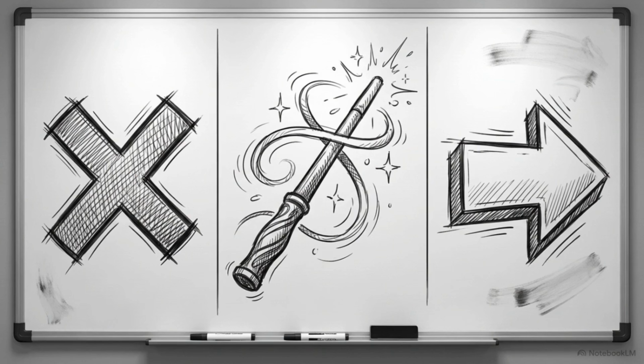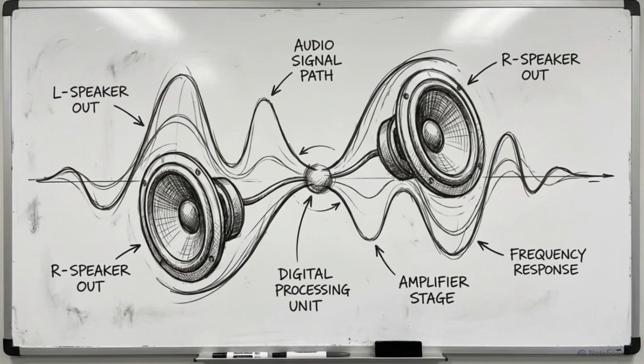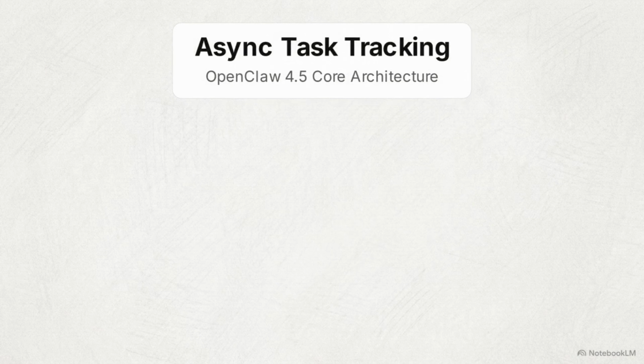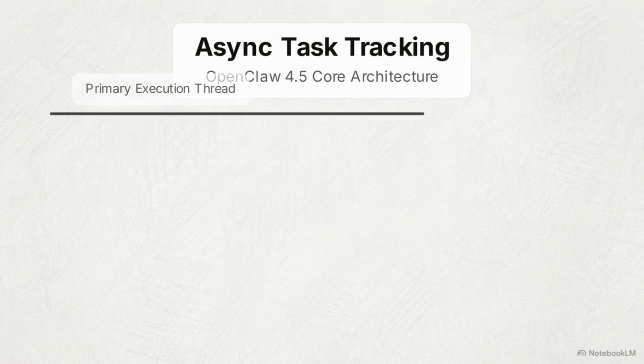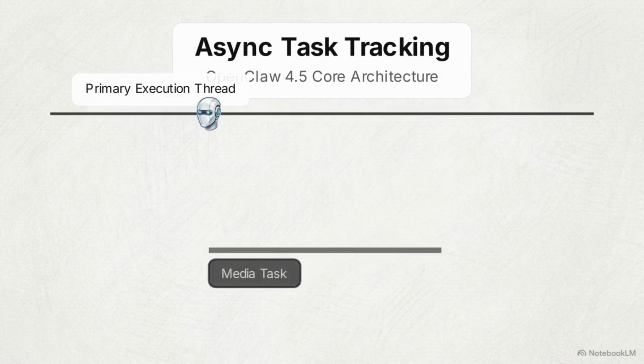The platform now integrates directly with video models, including X's Grok, Alibaba's Wand, and Runway Gen. It also bundles audio generation natively, supporting both Google Lyra and Miniax. This diagram shows the core logic making this possible: async task tracking. We see a primary execution thread represented by a solid line. A node splits off this main line, dropping onto a parallel progress bar labeled Media Task.